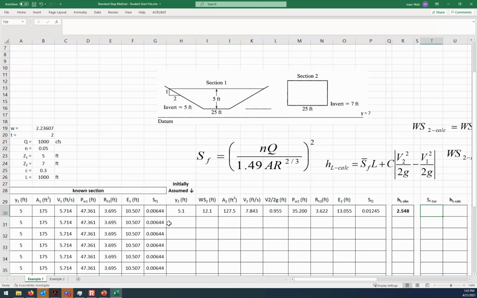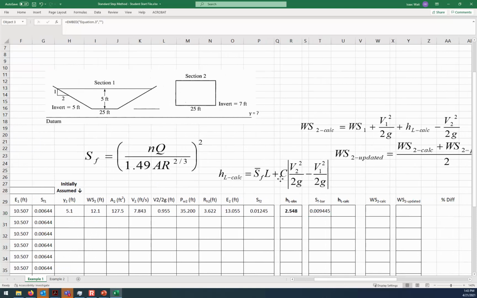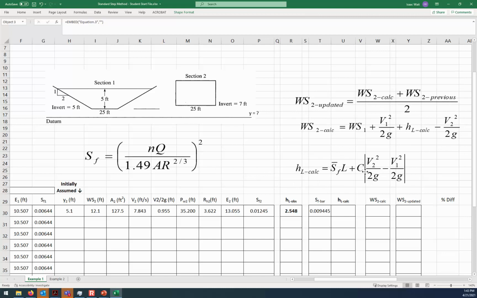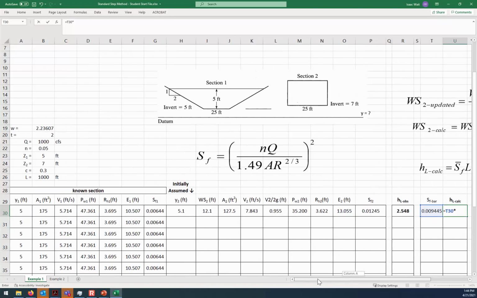Now SF bar is saying what's the slope of the energy grade line at the midpoint. So we need to add together the slope of the energy grade line at 1 and the slope of the energy grade line at 2, and divide it by 2. That gives us the slope of the energy grade line at the midpoint. Now the calculated head loss is going to be based on this formula: the slope of the energy grade line at the midpoint multiplied by the distance between the 2 points. L here is defined as 1,000 feet, which is how far upstream it is to section 2.